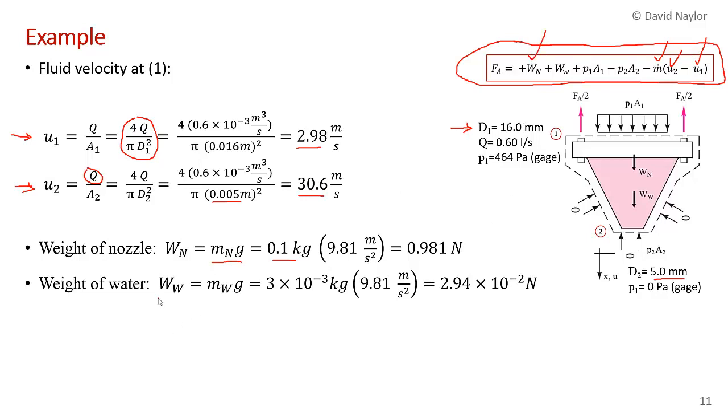And the weight of the water, you're told in the problem statement that the mass of the water is 3 times 10 to the minus 3 kilograms, times 9.81, and we get this 2.94 times 10 to the minus 2 newtons. That's a pretty small number, normally negligible, but I've included it here just to demonstrate how you might include the weight of the water. In another problem, if we had a very big nozzle, for example, it could be significant.